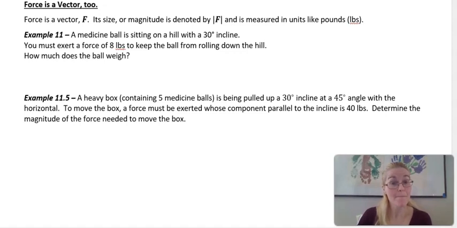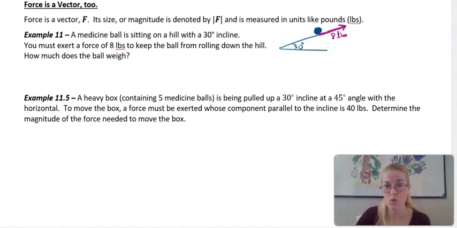So, example 11. A medicine ball is sitting on a hill with a 30-degree incline. So, if we have, here's our hill, 30 degrees. And here's our medicine ball, sitting on a hill. You must exert a force of 8 pounds to keep the ball from rolling down the hill. So what does that mean? That means you, right, would have to put your hand back here and essentially push, but not so it moves, but push so that your force this way, parallel to the hill, is 8 pounds, which means what?